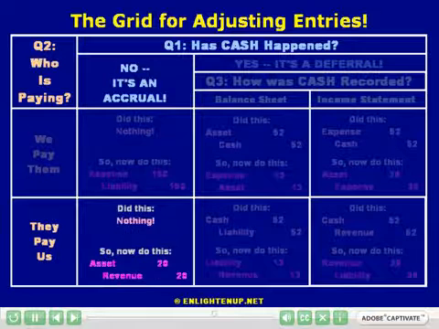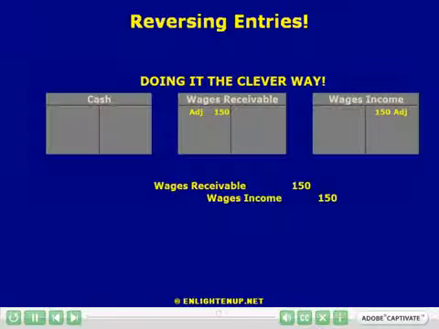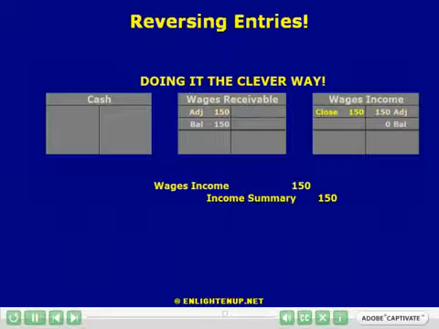Let's see what it would look like for an accrual where we're receiving the cash in the future. Let's do exactly the same entry from the point of view of the employee. The employee's also experiencing New Year's Eve on Wednesday midnight. So an adjusting entry would be made by the employee debiting wages receivable, crediting wages income. Remember, our expense is our employee's income. Our payable is our employee's receivable. At the end of the year, the employee would make a closing entry, closing wages income into income summary, and from income summary into capital.